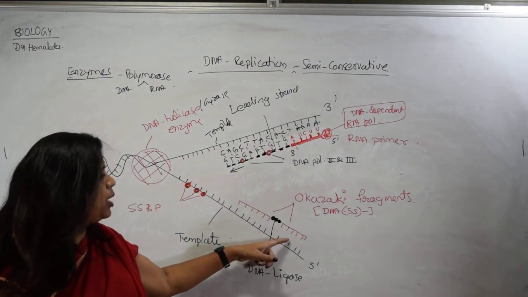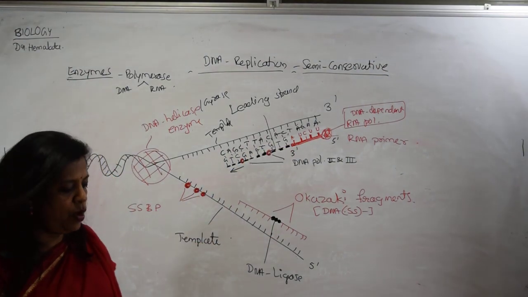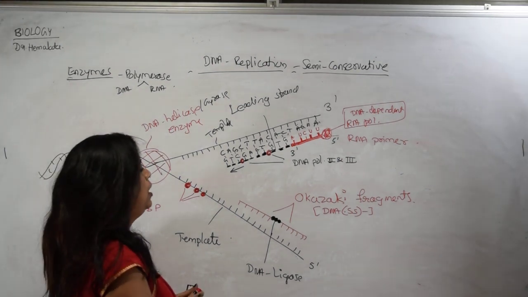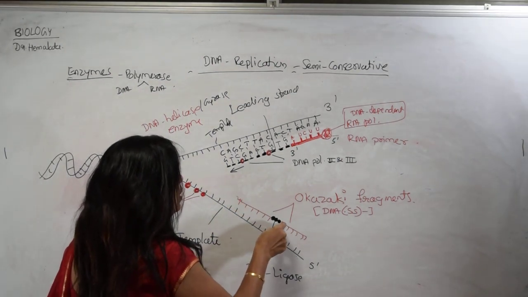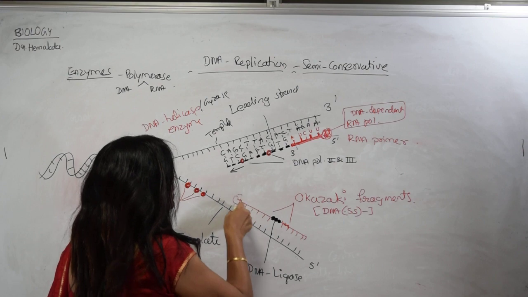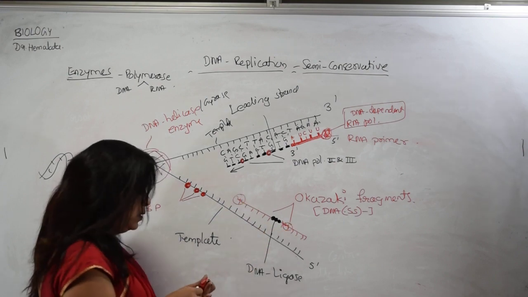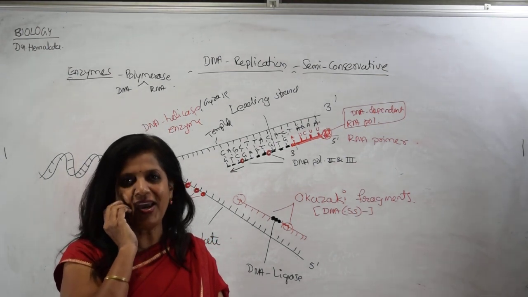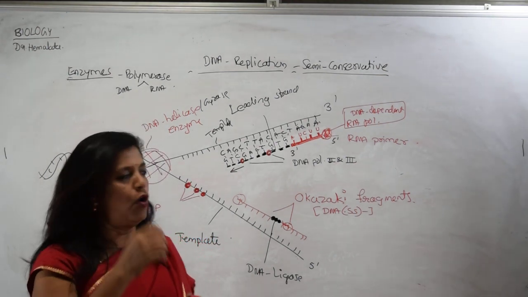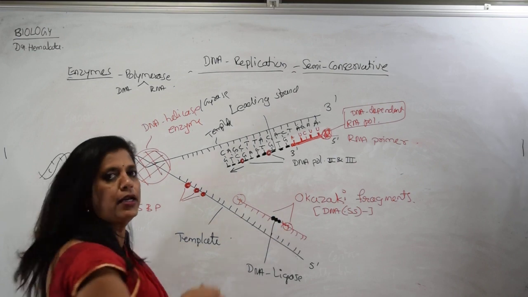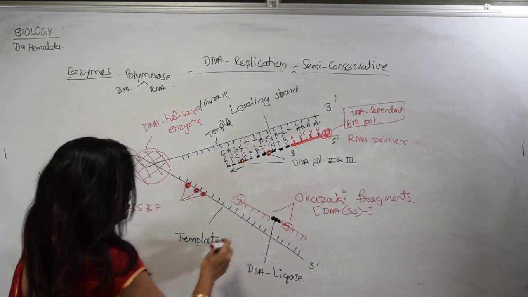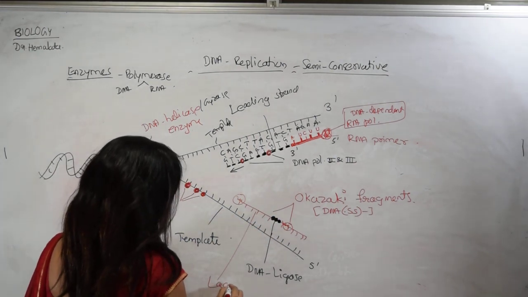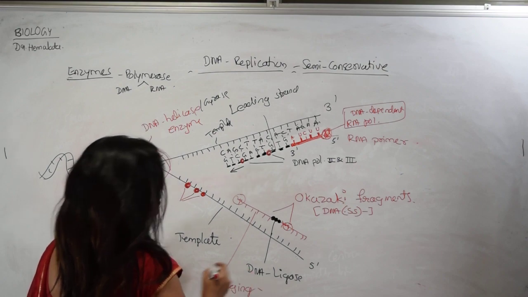Even the Okazaki fragments start with small RNA primers, otherwise they will not be formed. They will have RNA primers at the end. These will be cut and removed during the proofreading activity by DNA polymerase 1. Okay? That's how the other strand is formed. This is a discontinuous strand. We call this the lagging strand. It will be slow in process.